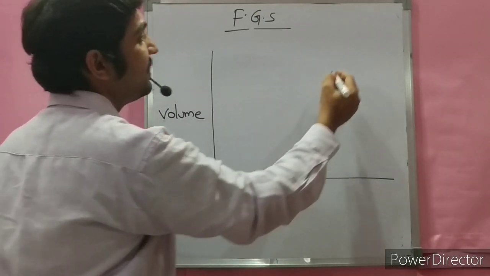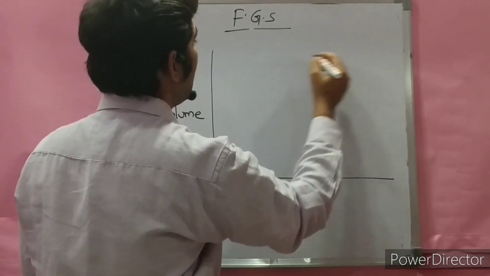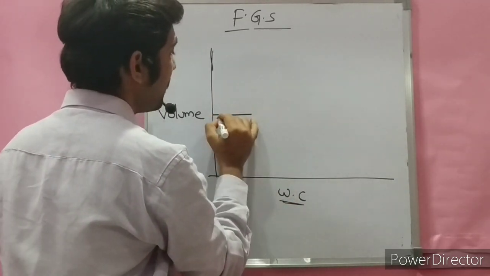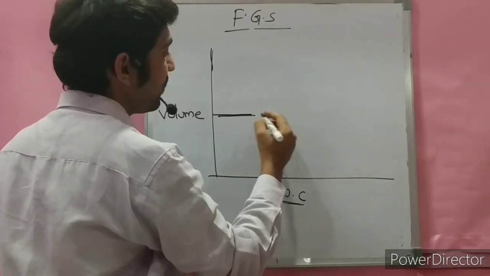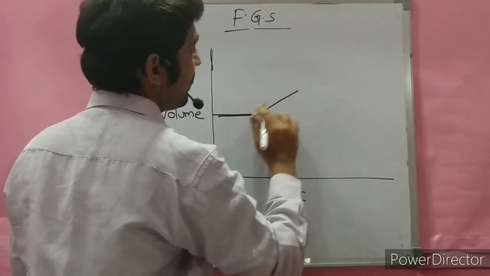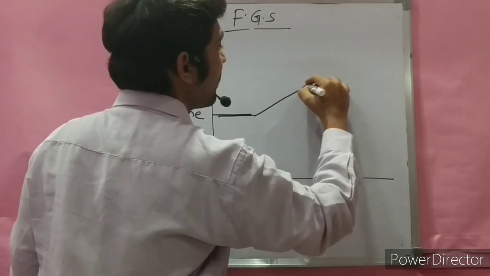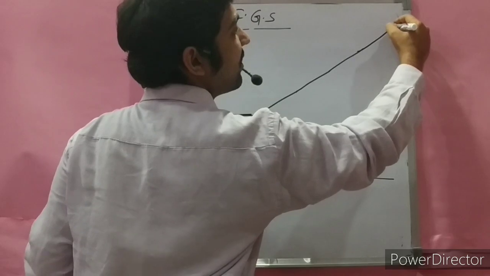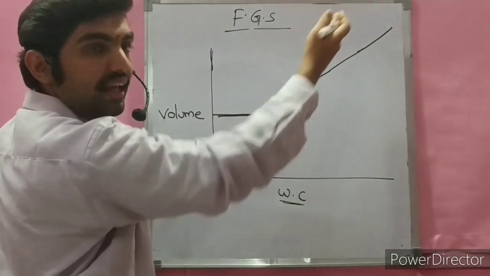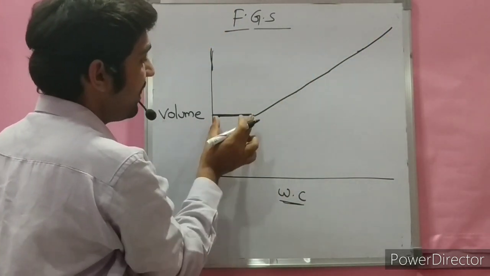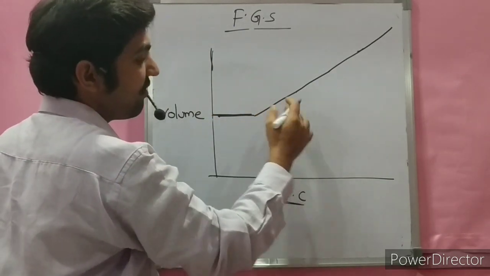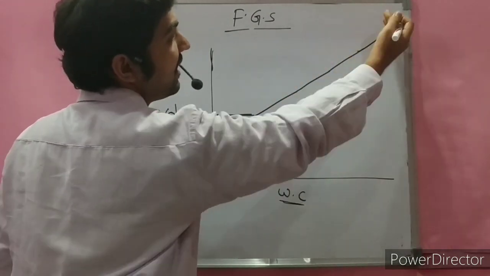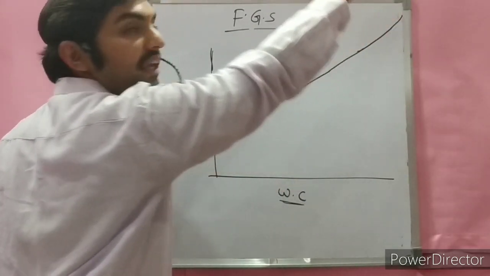Take a dry soil sample. Add water to it. Add some more water. Add some more water to the sample. Like that, its water content keeps on increasing. Initially, what have we taken? A dry sample. Add water, and the volume increases. Again add water, its volume increases again. It goes to a peak like this.